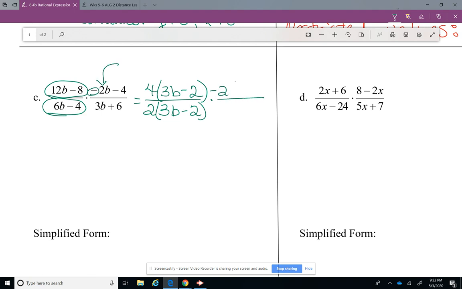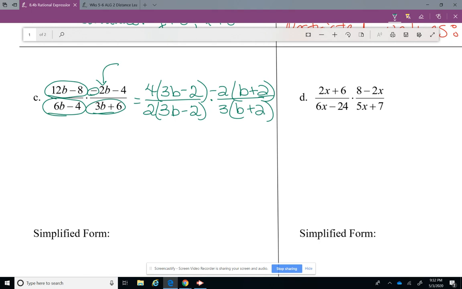Now for this next one, we're going to pull out a negative 2. So negative 2 times b plus 2. All right, for the denominator, we're going to pull out a 3. 3 times b plus 2.